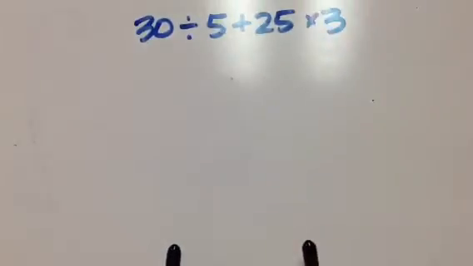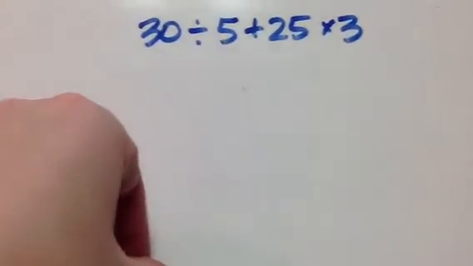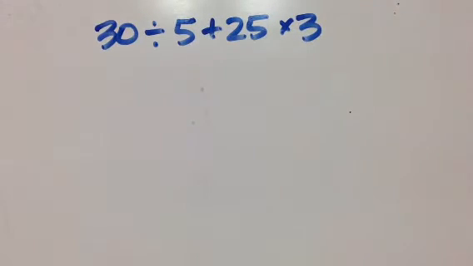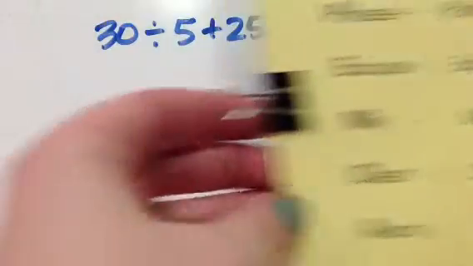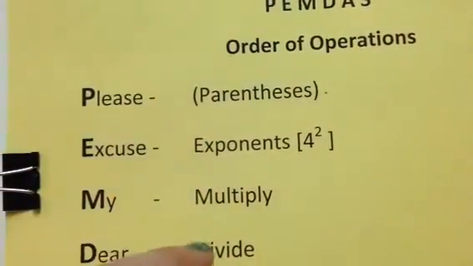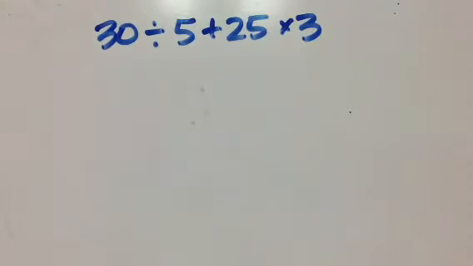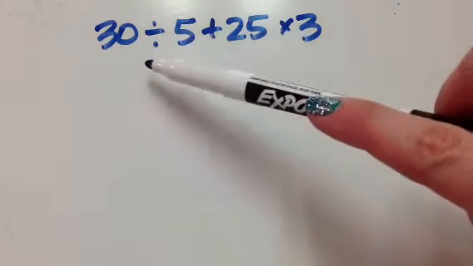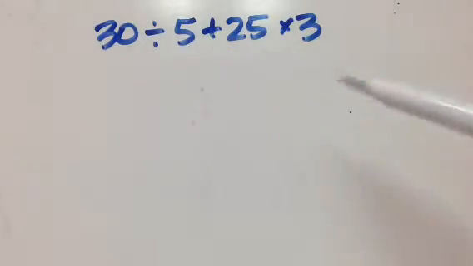Okay, so here is my problem: 30 divided by 5 plus 25 times 3. So if I look back at my list here, I don't have any parentheses, and I don't have any exponents. But multiply and divide, that's the first thing that I'm going to do, because I have multiply here and I have divide here, and I'm just going to work from left to right.